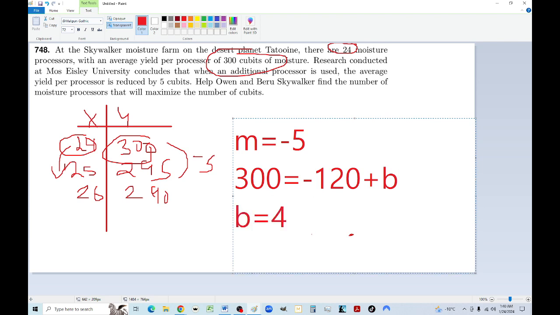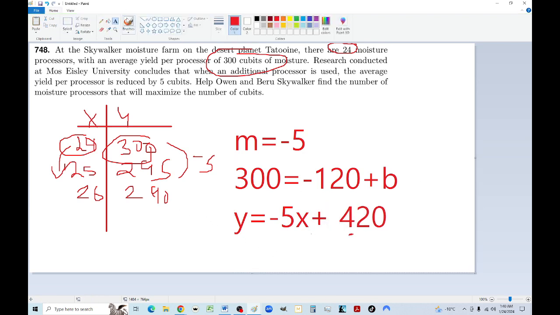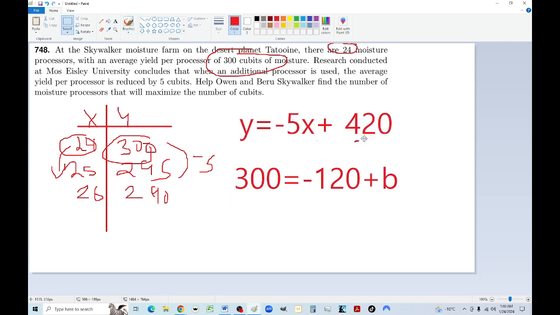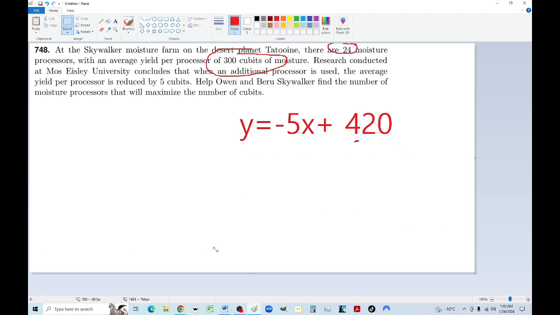So really we have this formula. Y is equal to negative 5x plus 420. And that should give us any value of x. So when x is 0 here, our yield is 420. So that's our y-intercept. And if we were to plug any of these numbers in, it would work. So that's our first equation, when we have this relationship between our qubits and our yield.